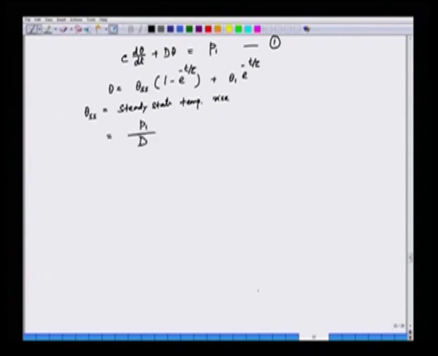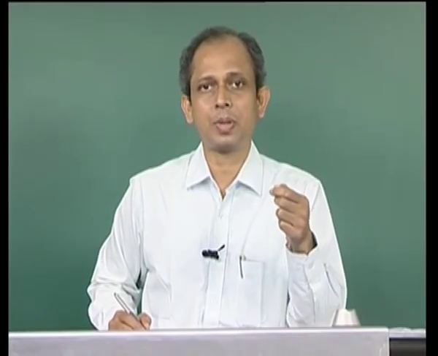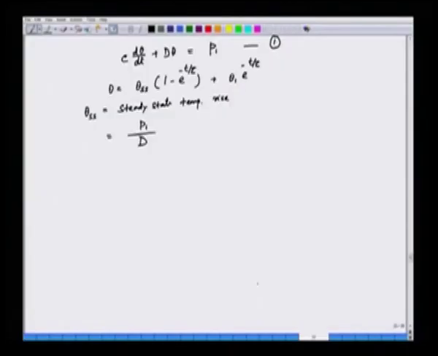In the steady state there is no d theta by dt. D theta by dt only comes in the transient condition. In the steady state there is no change in temperature. So, what we have here is P1 by D, and that is the steady state temperature rise. And what is theta 1? Theta 1 is the initial temperature of the machine.